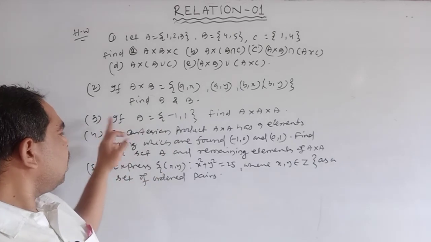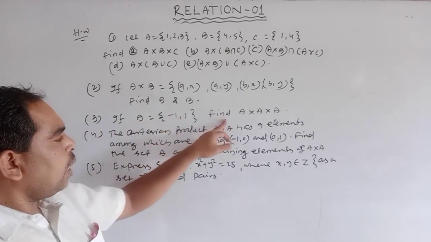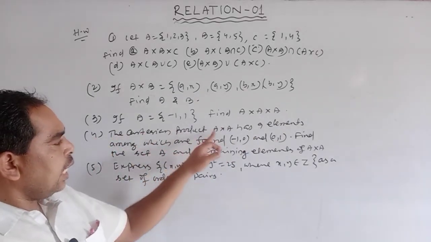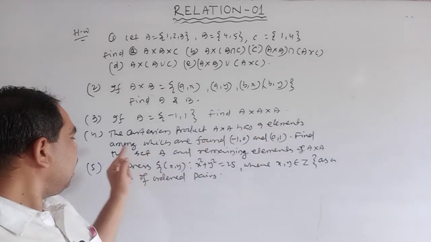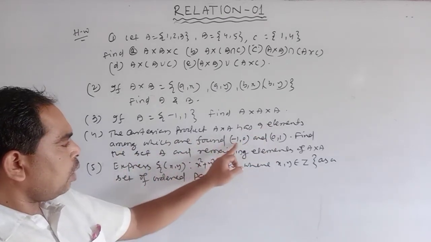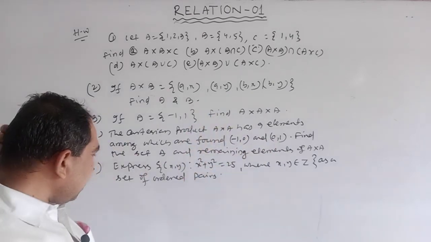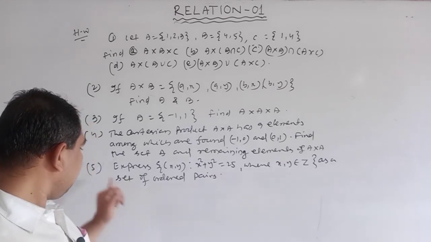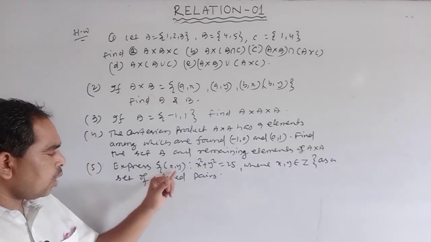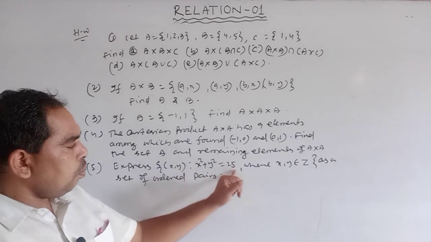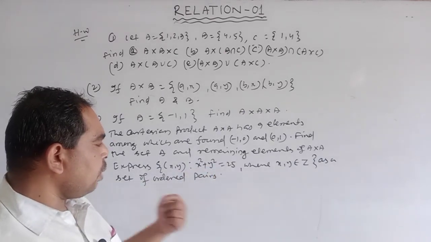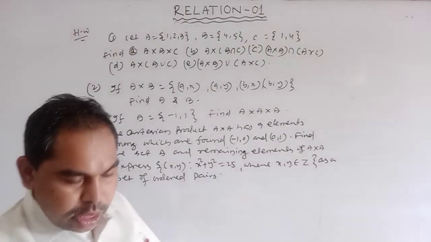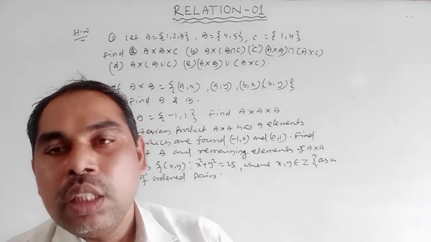Question number 3. If A is equal to {-1, 1}, find A into A. Question number 4. The Cartesian product A into A has 9 elements, among which are found (-1, 0) and (0, 1). Find the set A and the remaining elements of A into A. Fifth one, express the ordered pairs (x, y) such that x square plus y square equals 25, where x, y belong to the set of integers Z, as a set of ordered pairs. Okay, next class we shall do relations.